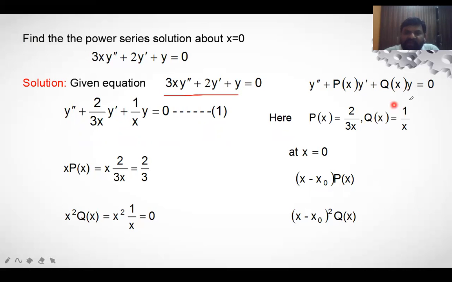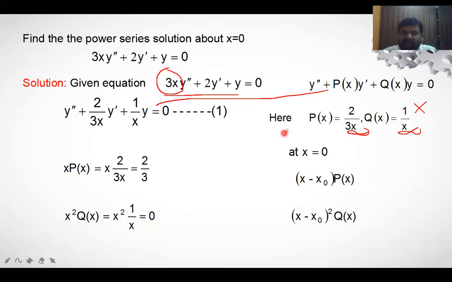For this, we divide throughout by 3x. Therefore we get y double dash plus 2 by 3x into y dash plus 1 by 3x into y equal to 0. Now we compare with the standard form. So p of x equal to 2 by 3x and q of x equal to 1 by 3x. Now put x equal to 0. Therefore it tends to infinity, so it is not an ordinary point. It is a singular point.